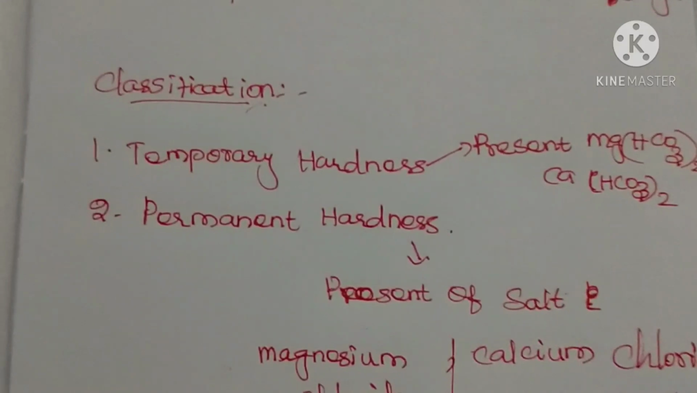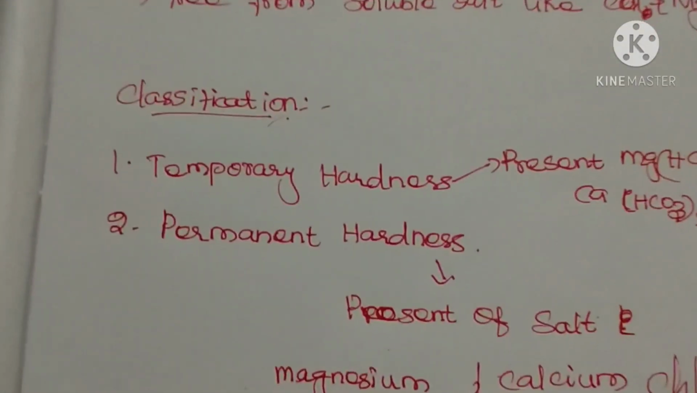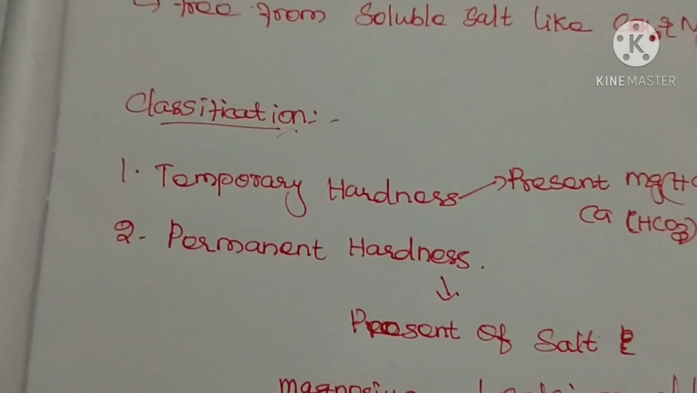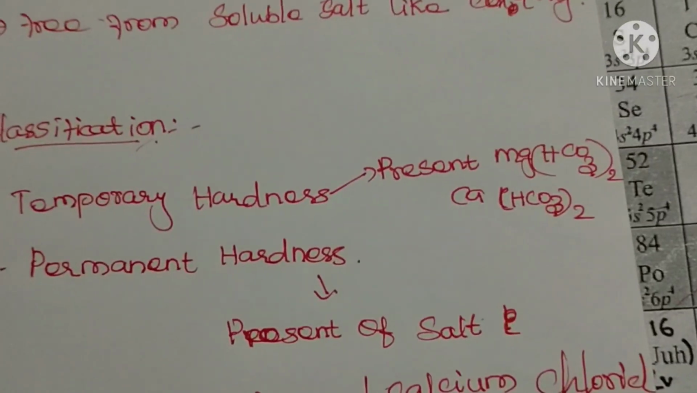And the presence of magnesium bicarbonate and calcium bicarbonate salts in the water is known as temporary hardness of that water. Okay.